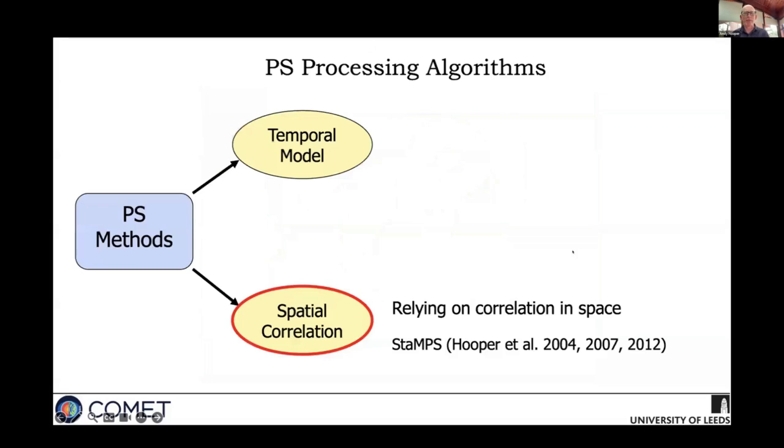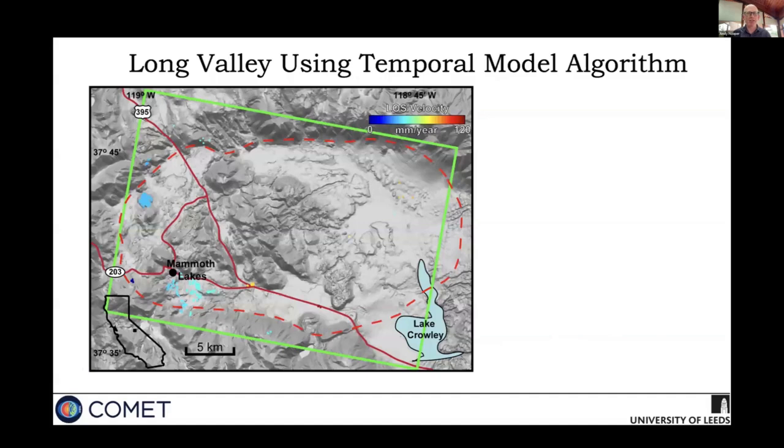Okay, so I'll talk now about spatial correlation. It's a different approach to get to the same result in most cases. But just to step back a bit, why do this at all? Well, it's to try and address this issue of working in rural areas.